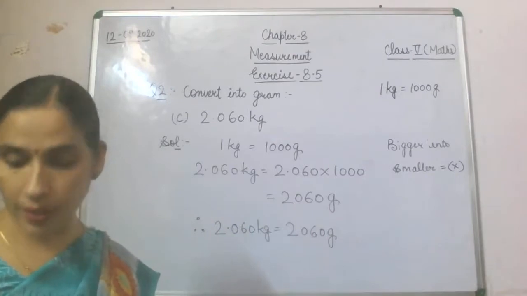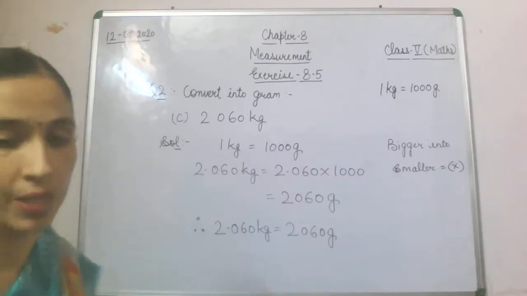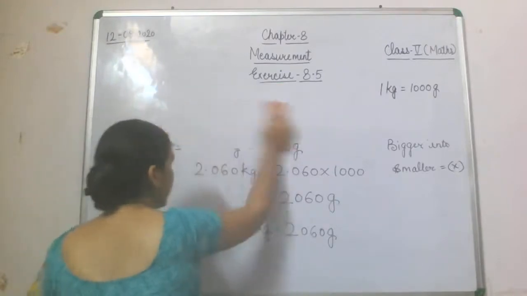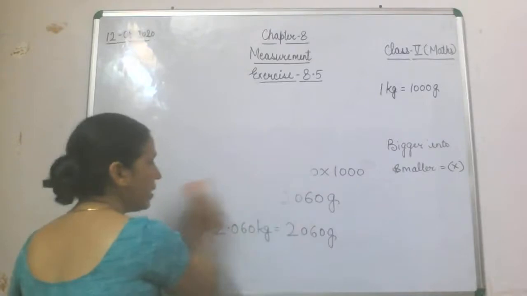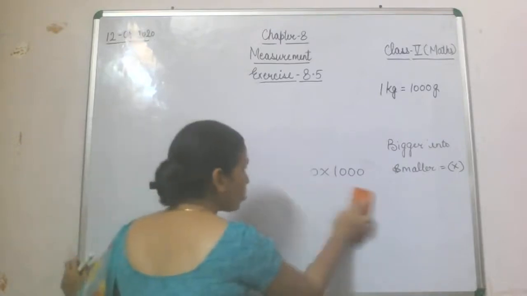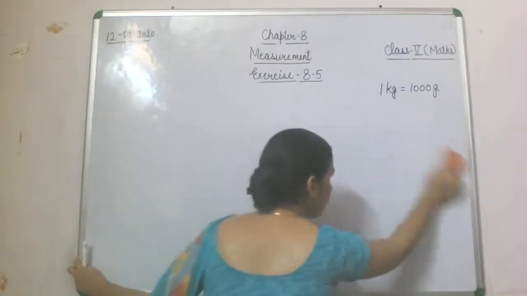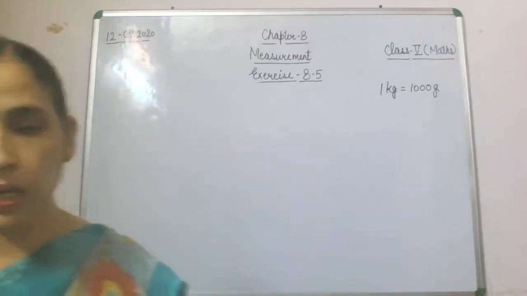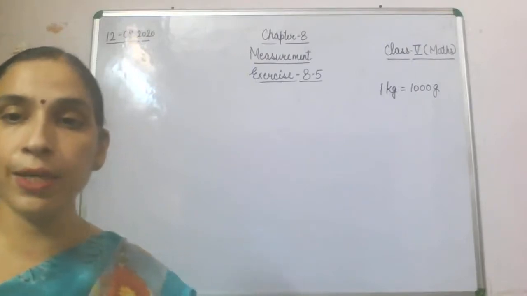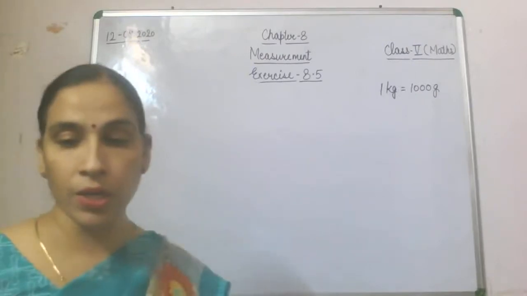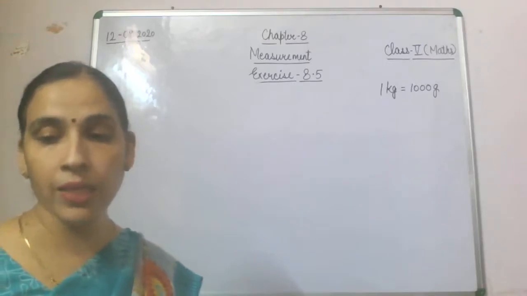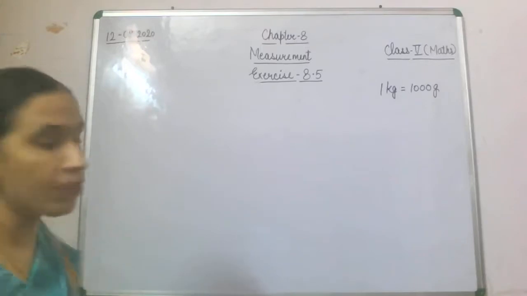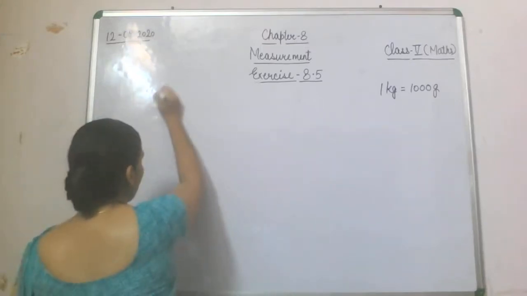Now we have some questions, like question 3. You have to tell whether the weight given there is correct or not. Let's start with this question number 3. Richa bought 0.5 kg butter. She told her mother that she bought 50 gram of butter. This is your question number 3, butter bought by Richa.